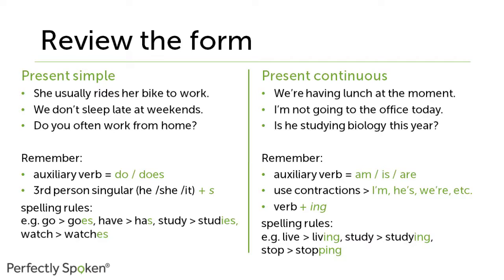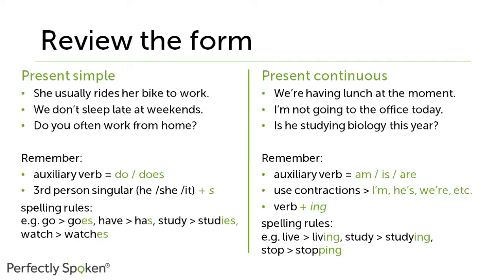You should be familiar with it at this stage, but it's always worth having a look. So, the present simple, she usually rides her bike to work. We don't sleep late at weekends. Do you often work from home? So, these are examples. We've got the positive form, the negative form, and the question form. Remember that the auxiliary verb in the present simple is do or does. Remember, does is for the third person singular, he, she, or it.